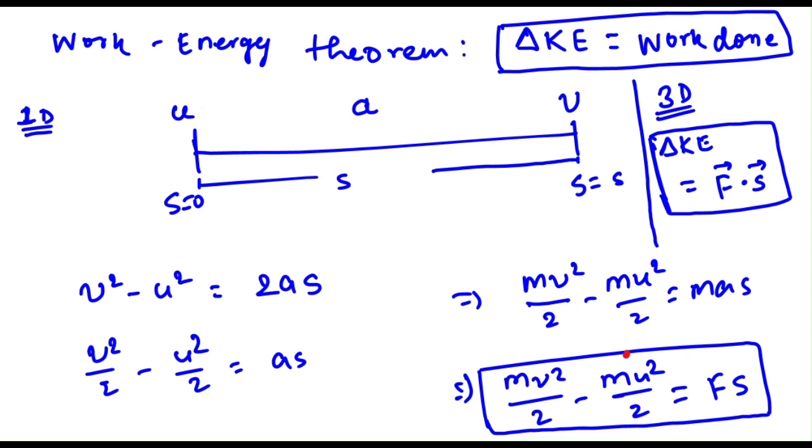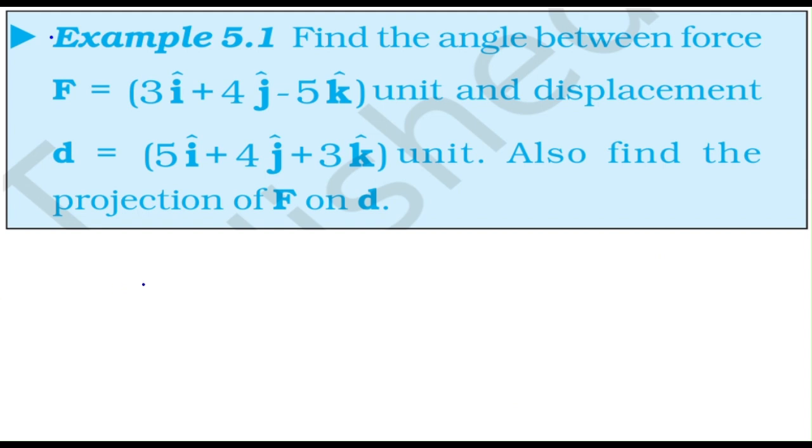Now we should take one example, and of course after that we will come back to the detailed discussion of work again. So let's take an example here. We have two different vectors here, F and D. One is the force vector and the other is the displacement vector. We have to find the angle between these two.